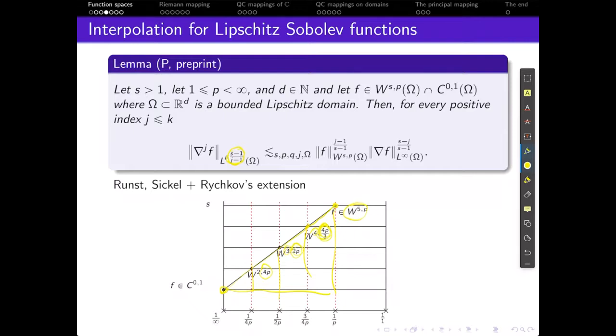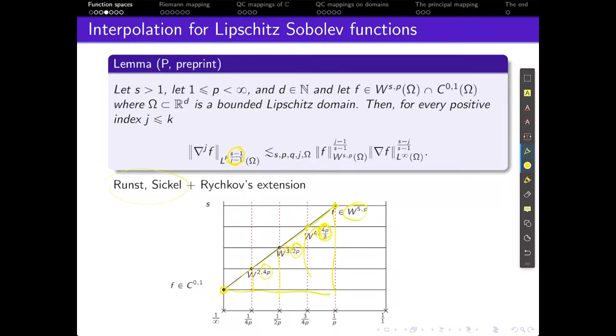This is essentially a result by Runst and Sickel. They work in L infinity, not for Lipschitz, but for L infinity functions. Raising this to Lipschitz functions is a technical proof, quite easy. There is no depth here.